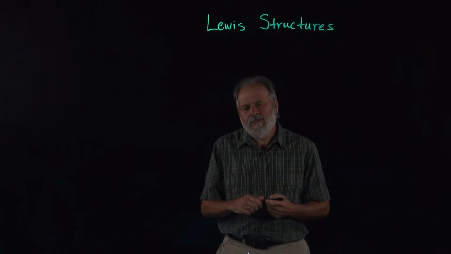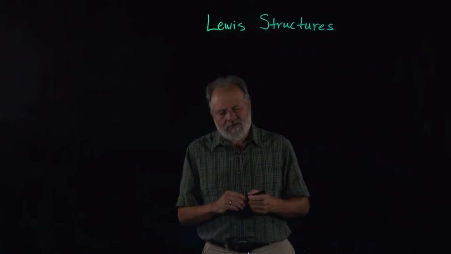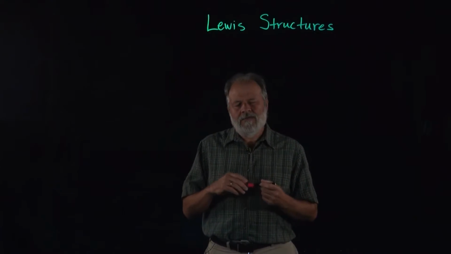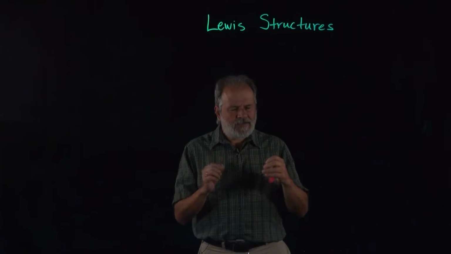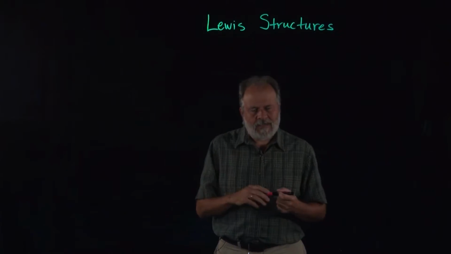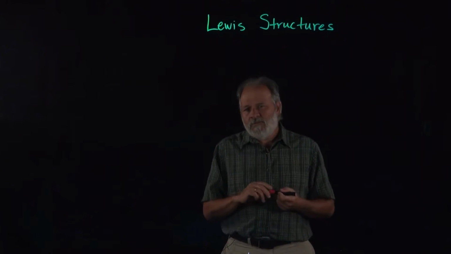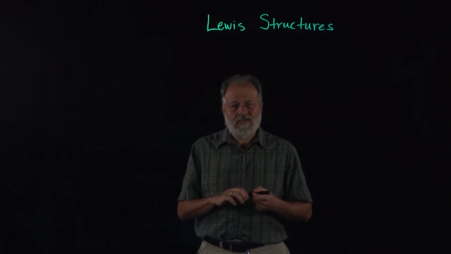This is a video explaining how we do bonding in compounds that contain two nonmetals connected together. The electrons are shared, unlike they are in ionic compounds. And so the starting point for a Lewis structure is the Lewis dot symbol for an atom.